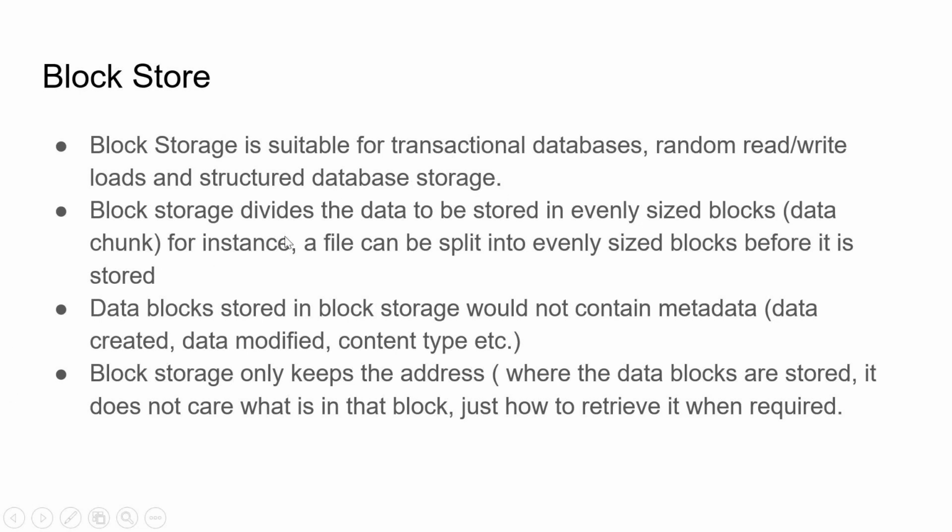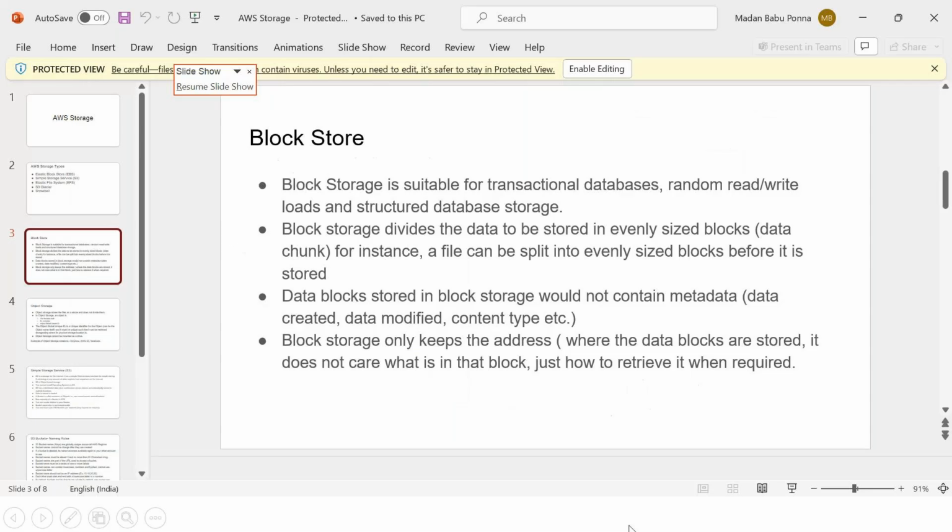Block storage divides the data to be stored into evenly sized blocks, data chunks. For instance, a file can be split into evenly sized blocks before it is stored. As you know, we have 32-bit and 64-bit, right? 32-bit means each block size will be how many bytes? 4 bytes. The 32 bits, each 8 bits equal to 1 byte. Yes or no? 8 bits equal 1 byte.